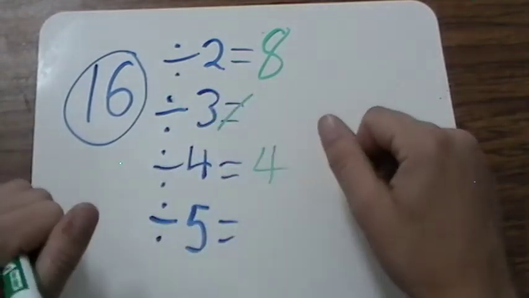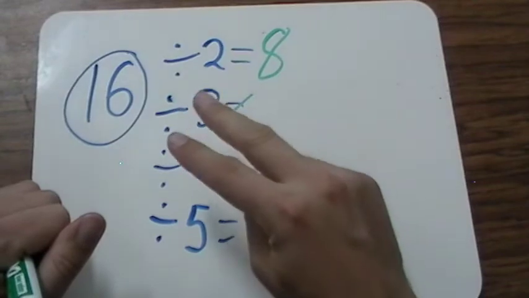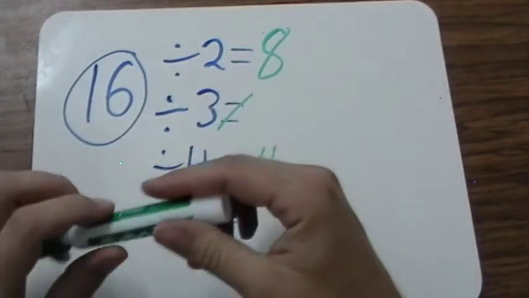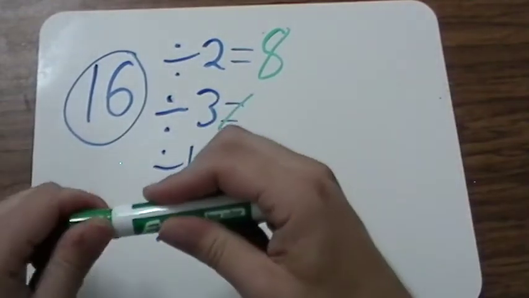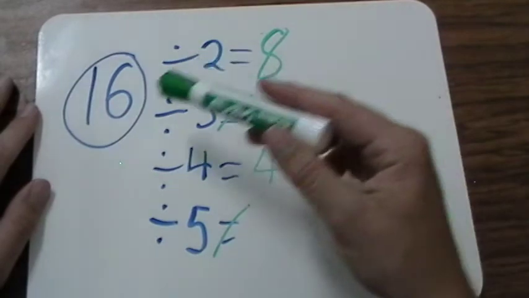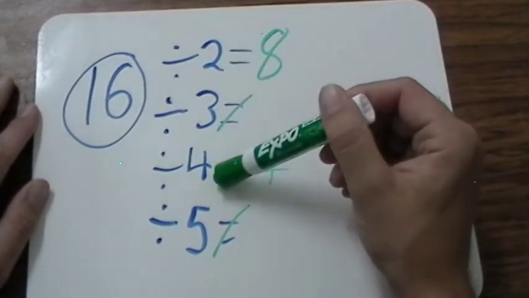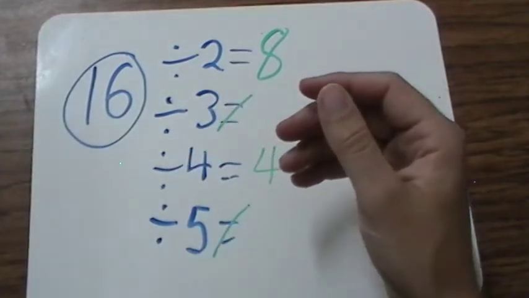How about 5? Let's try 16 divided by 5. Count up by 5s. 5, 10, 15, 20. Uh-oh. I'm over 16 and I didn't say it. So it cannot be divided by 5. So according to our divisibility rules, 16 can be divided by 2 and 4, but it cannot be divided by 3 and 5.